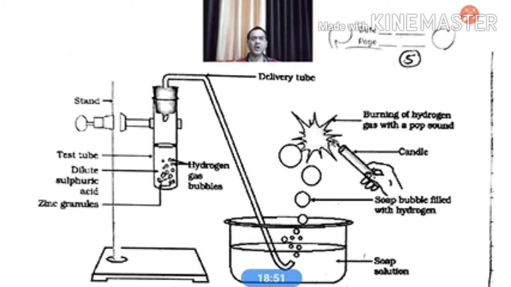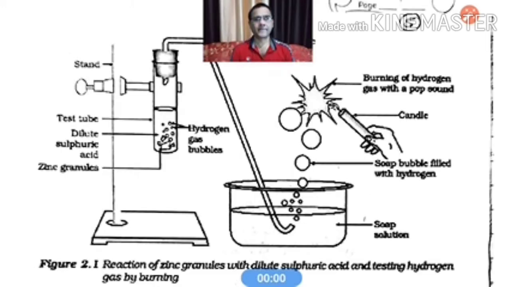This hydrogen now passes through the delivery tube and finally it reaches into a trough. एक tub type का होता है trough, which already contains the soap solution. When the hydrogen passes through these soap solutions, then the bubbles of hydrogen gas are formed. These bubbles contain hydrogen, and hydrogen, as you know very well, is highly inflammable. Inflammable means it catches fire easily.